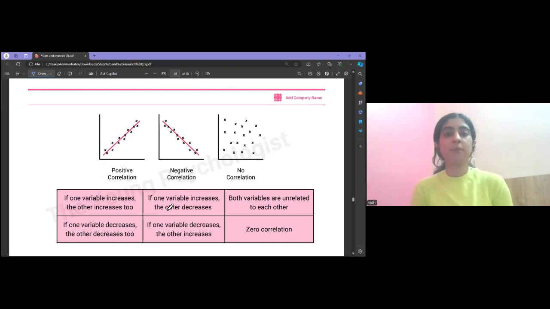And at the same time, the word positive correlation doesn't mean that the relationship is good, and negative doesn't mean that the relationship is bad. What positive actually means is that if one of the variables is increasing, the other variable will also increase, which means that both the variables are moving in the same direction. Because if the first one is going up, the other one will also go up. So do you see that they are increasing in the same direction?